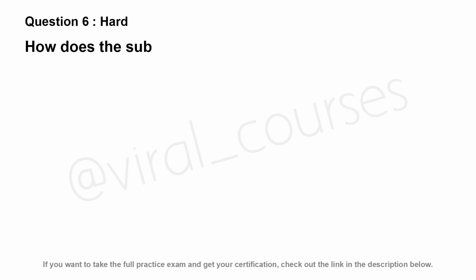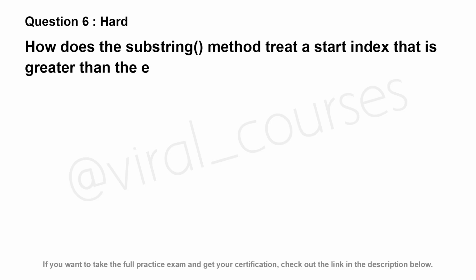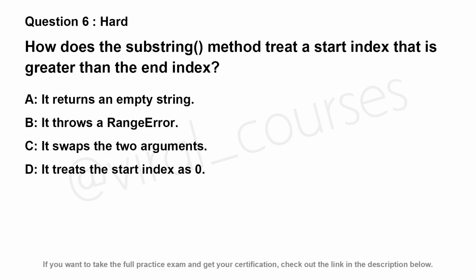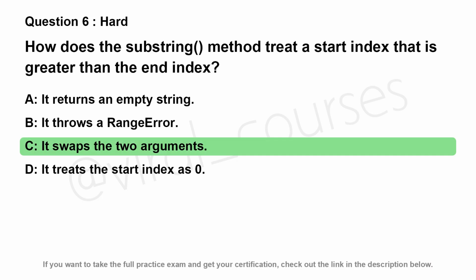How does the substring method treat a start index that is greater than the end index? Option A. It returns an empty string. Option B. It throws a RangeError. Option C. It swaps the two arguments. Option D. It treats the start index as 0. The correct answer is C.